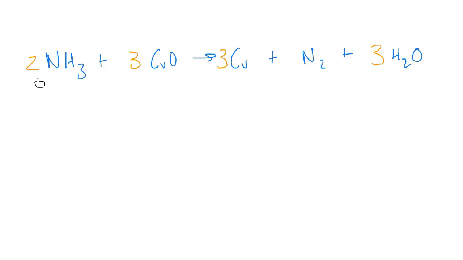Let's look at nitrogen. We have 2 nitrogens on the reactant side, 2 nitrogens on products. We're good here. 6 hydrogens on the reactants, 6 on the products. Good here. 3 copper. We're good. 3 oxygen and 3 oxygen. So it looks like a perfectly balanced equation to me.